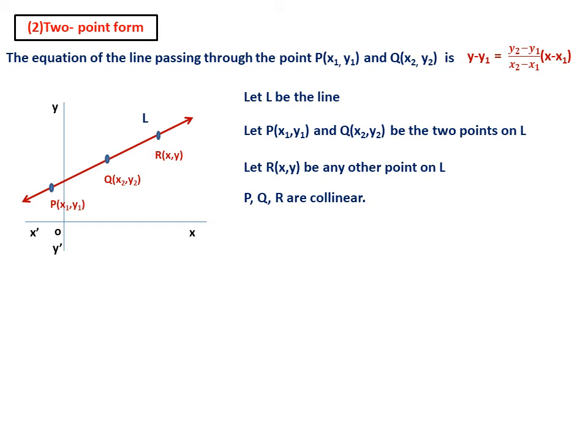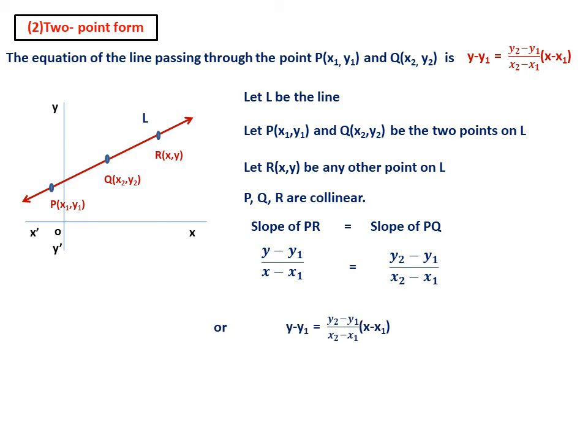Now you know that if the points are collinear, what is the condition? Slope of PR must be equal to slope of PQ. This we have done actually. Therefore, what is the slope of PR? Slope of PR is the difference of y coordinates divided by the difference of x coordinates. That is (y minus y1) divided by (x minus x1). Similarly, what is the slope of PQ? That is (y2 minus y1) divided by (x2 minus x1). This also we have seen. Therefore, y minus y1 equal to (y2 minus y1) by (x2 minus x1) into (x minus x1). So this is the equation in two-point form.